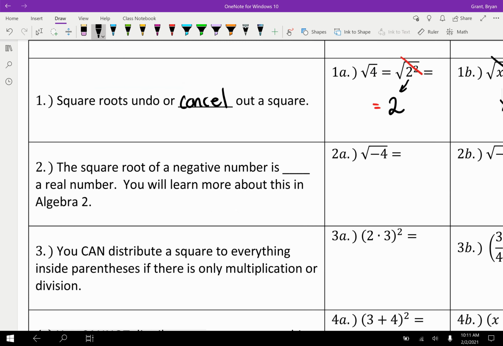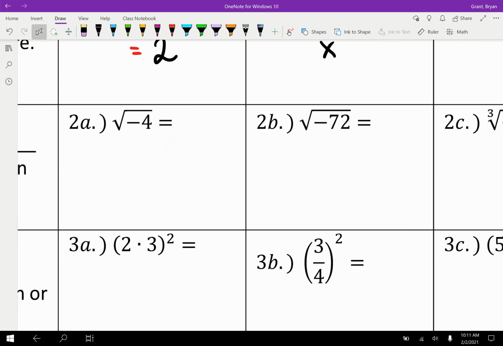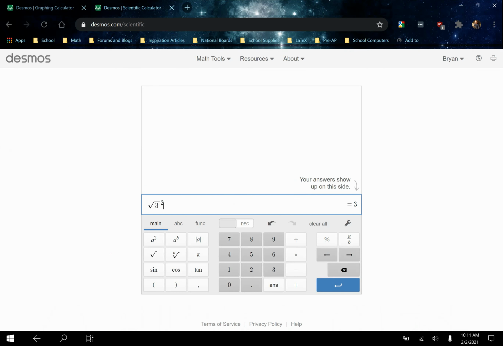But 2 is something different. And actually, before you do that, you might want to star 1. That's one of the most important things that we're going to need for today, that we can use square roots to undo squares. But let's get to 2, because 2 I think is pretty fascinating. 2 says the square root of a negative number. So looking at, let's say, 2a over here, I'd like you to take your calculator out and type in the square root of -4. And I'm going to do the same thing on my Desmos Scientific calculator. So I'm going to clear this out, and we're going to do the square root of -4.